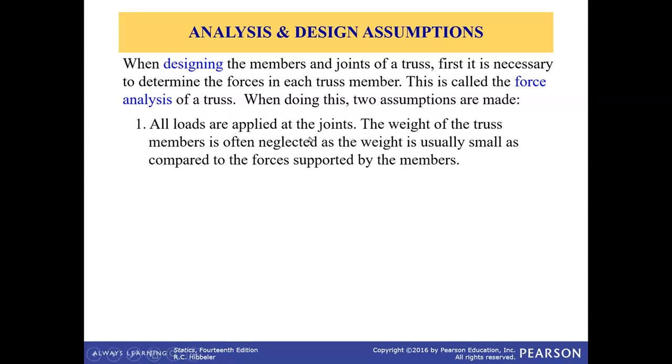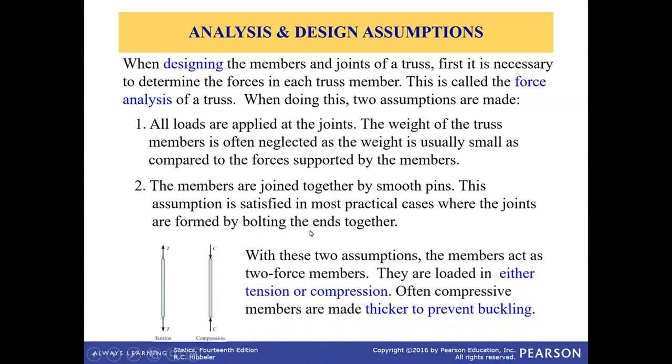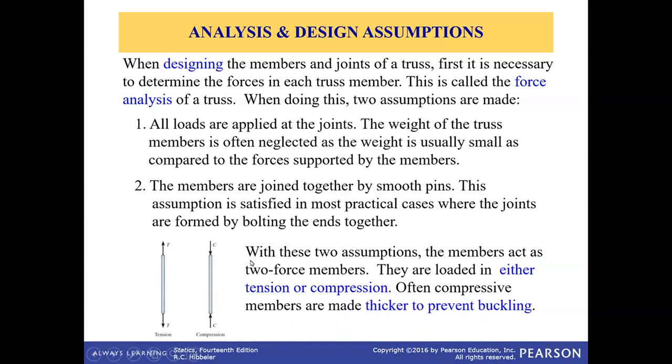Number one, all the loads are applied at the joints. The weight of the truss member is often neglected as the weight is usually small as compared to the forces supported by the members. And second, the members are joined together by smooth pins. This assumption is satisfied in most practical cases where joints are formed by bolting the ends together. And one of the most important assumptions is that the members are always two force members, which means the loads are applied only at two endpoints.